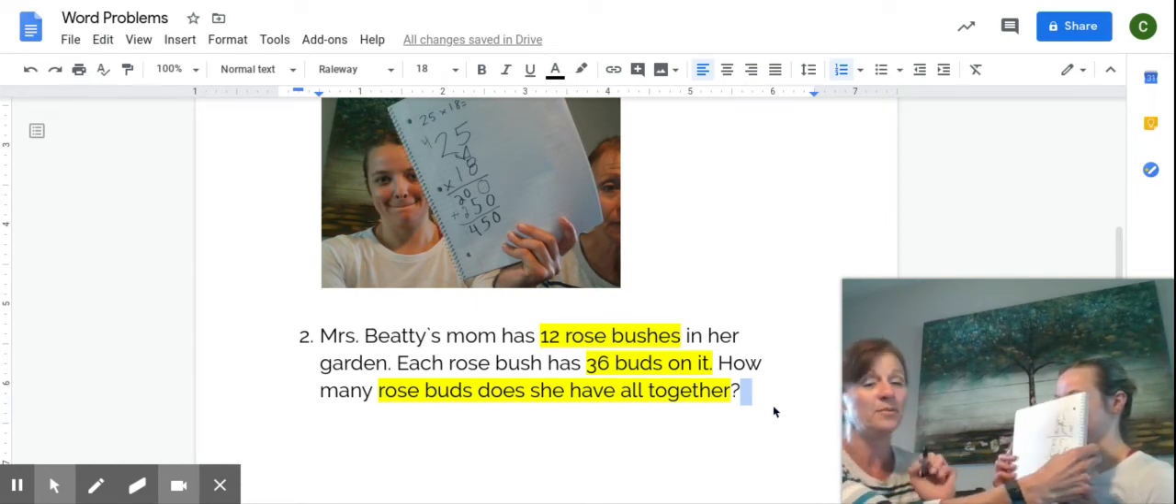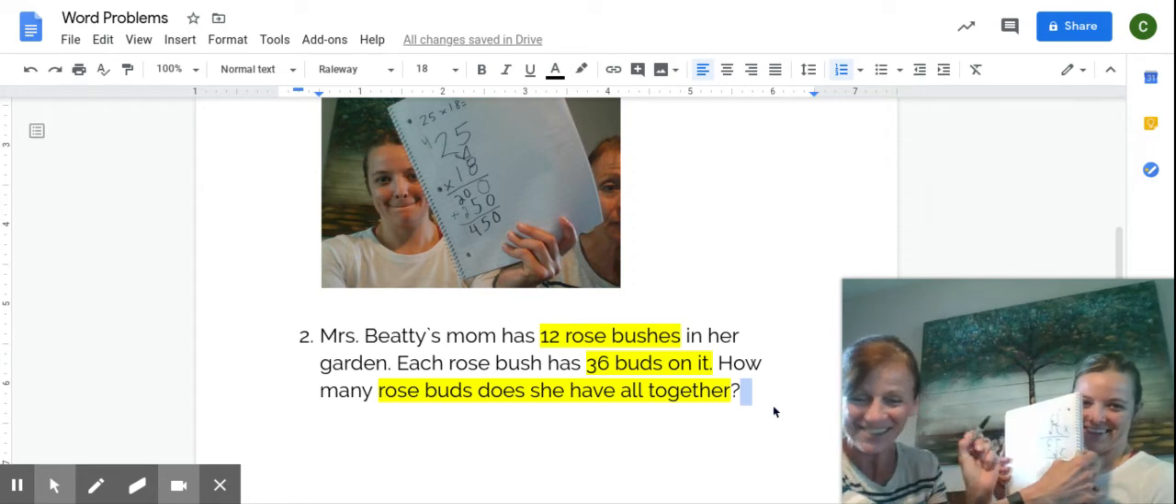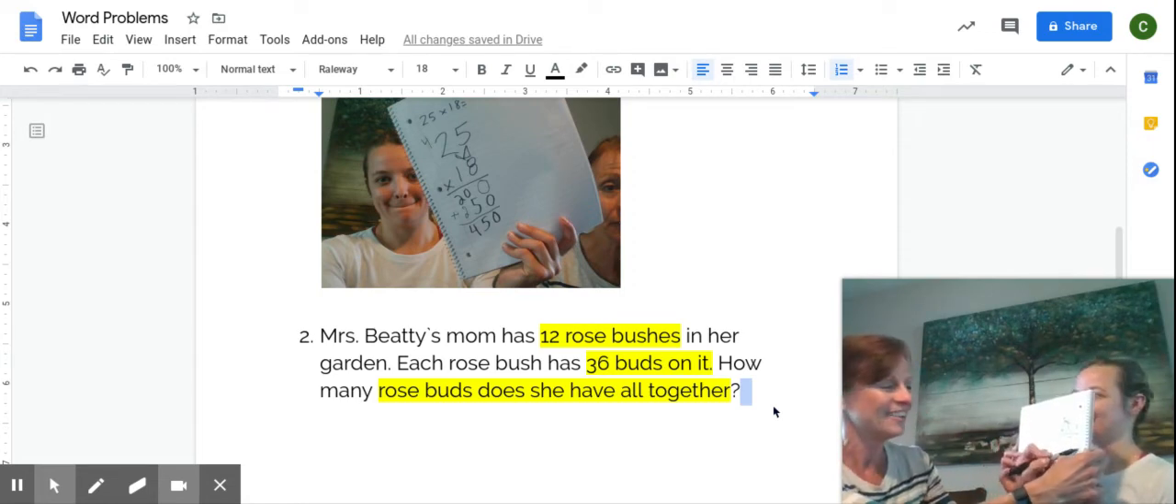Look at that. Oh, you're going to like this bow tie. I did better.